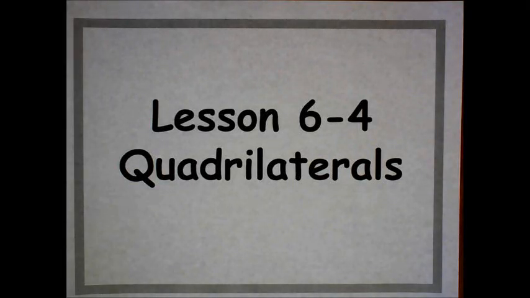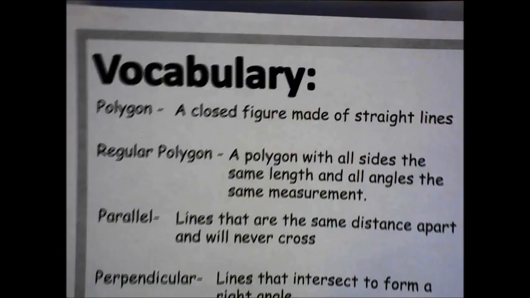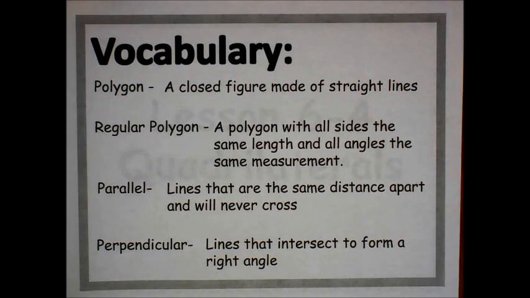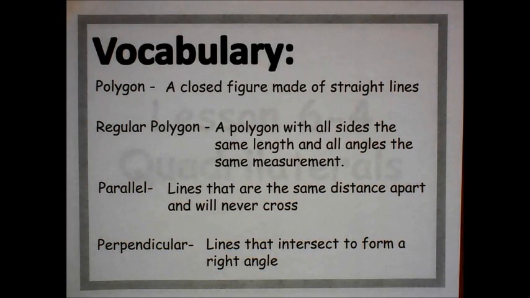Turn to your next blank page in your journal, put today's date at the top, and the title of today's lesson is Lesson 6-4, Quadrilaterals. We're starting out with 4 vocabulary words today. Please make sure you write them in double column note form.